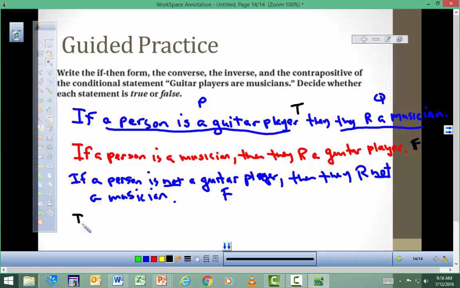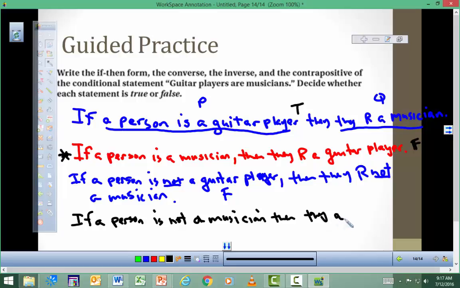What we need to do is write the converse right here. It's the same thing as the contrapositive, but we just need to negate it. So in this case, we just need to add the word not in there. So if a person is not a musician, then they are not a guitar player.